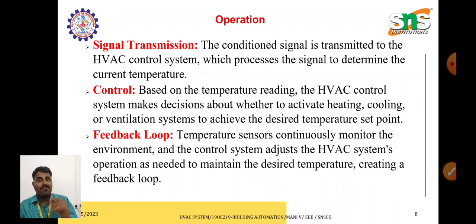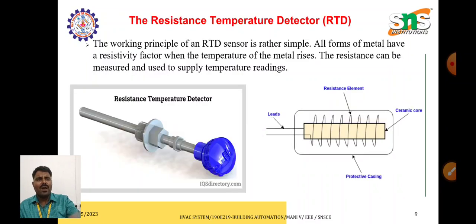And the sixth one, the feedback loop. We have to continuously monitor the temperature changes in the environment in order to take the appropriate action. That is nothing but the feedback loop. So these are the few types of temperature sensors which are used in heating, ventilation, air conditioning applications.